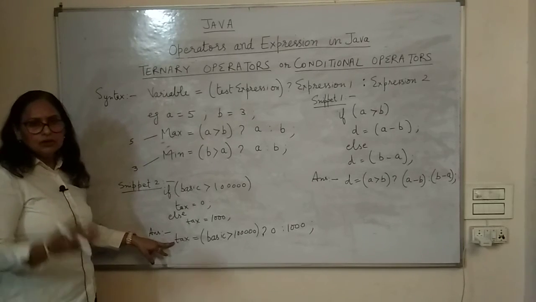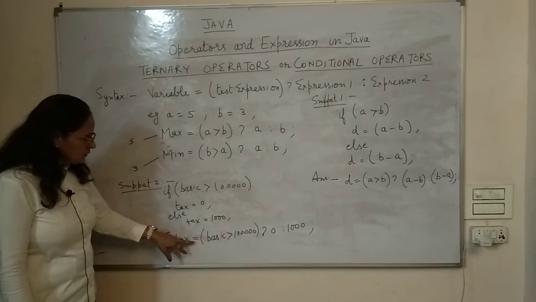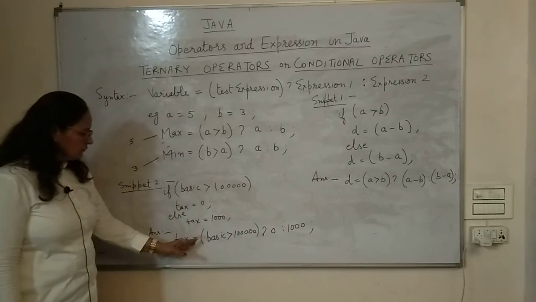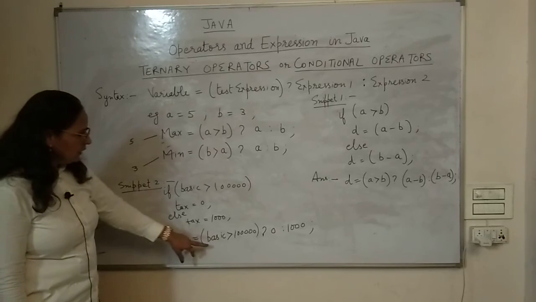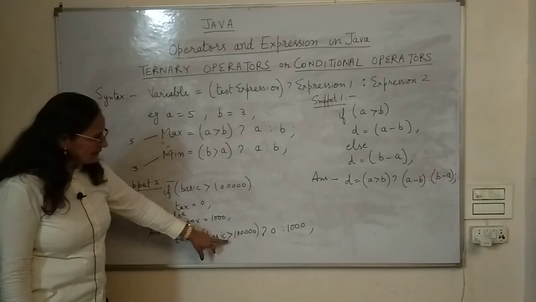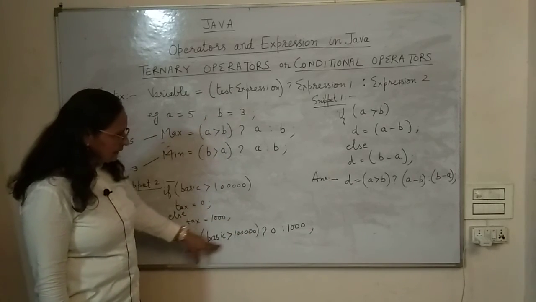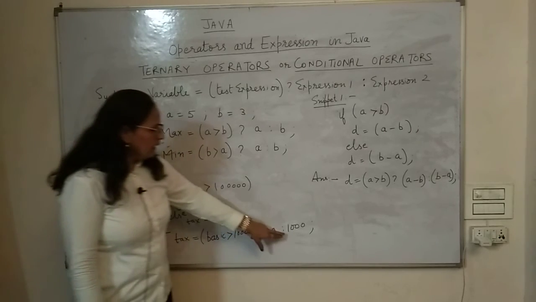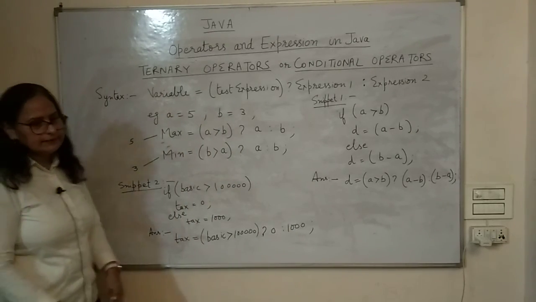Tax is again a user defined variable or identifier. So tax is equal to, and whatever the right hand side expression returns is going to get stored in the tax variable. It is going to check if basic is greater than 1 lakh. If it is, then it is going to store 0 in tax. Otherwise it is going to store 1000 in tax.